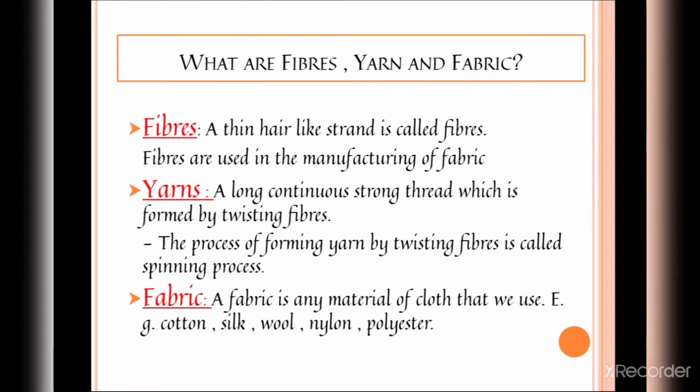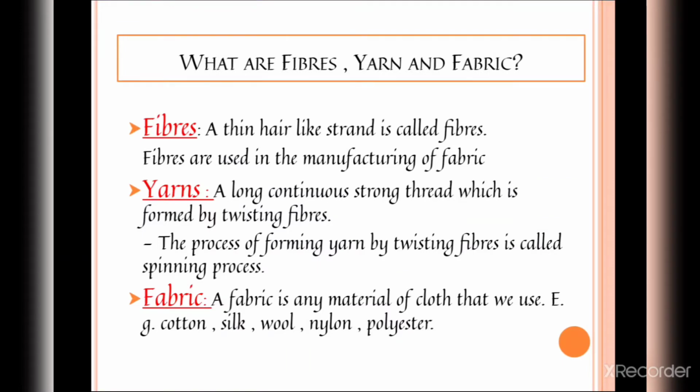If you untwist the yarn, you will get very thin hair like strands. They are called fibers, and fiber is used to manufacture the yarn, or should I say fabric. If you see, these hair like strands are very weak in nature.